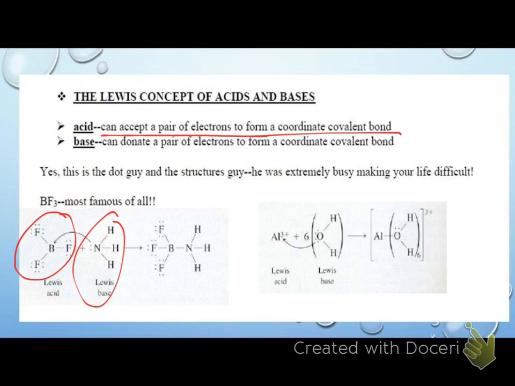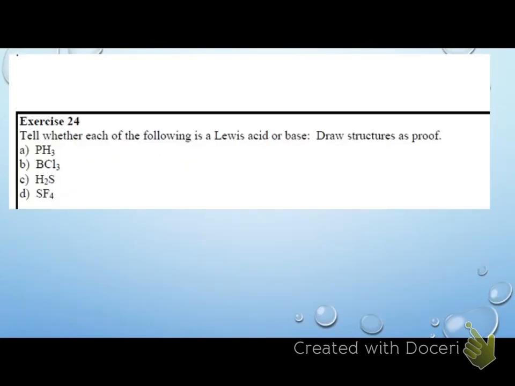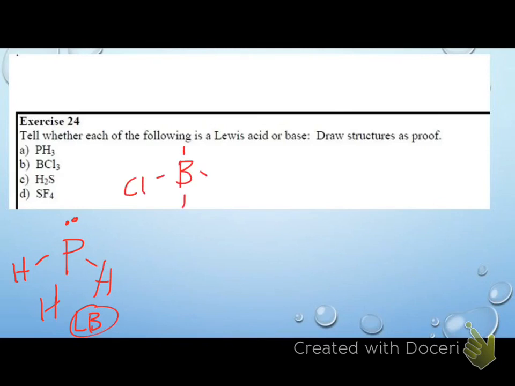Okay, so this next one just says identify them as a Lewis acid or base. Draw your Lewis structure as proof. So PH3 looks like this. It does have some lone pairs, so it's going to be a Lewis base. BCl3, boron only has 3 electrons to share. So it's trigonal what? Planar. So it can only accept a lone pair. It doesn't have any to give away, so it would be a Lewis acid. Okay. How about H2S?